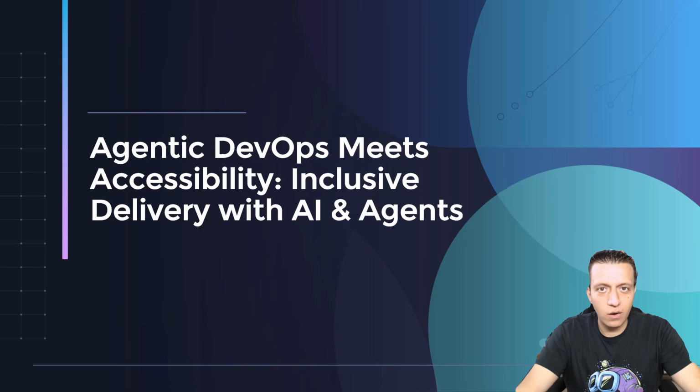In this webinar called Agentic DevOps Meet Accessibility, we are going to talk about how GitHub Copilot can help us fix those issues not only at the code generation, but in the pull requests and across the SDLC.